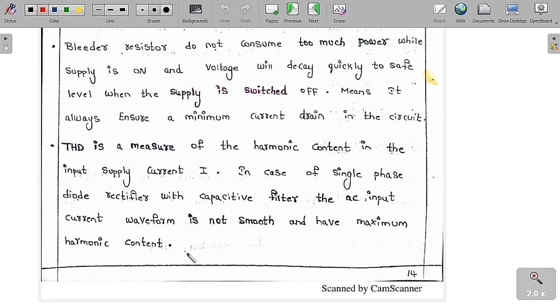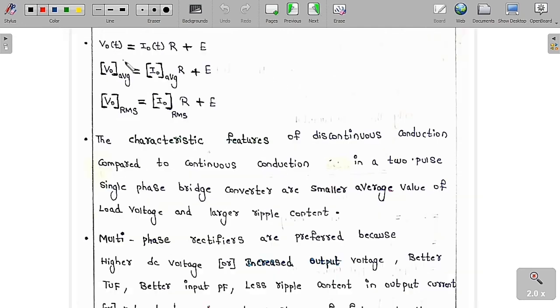THD is a measure of the harmonic content in the input supply current I. In the case of a single phase diode bridge rectifier with capacitor filter, the AC input current waveform is not smooth and has maximum harmonic content. Whenever the current is not a smooth waveform, it will definitely have the highest harmonic content. So v0(t) is equal to i0(t) into R plus A.